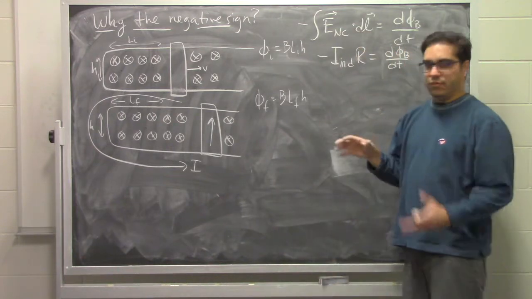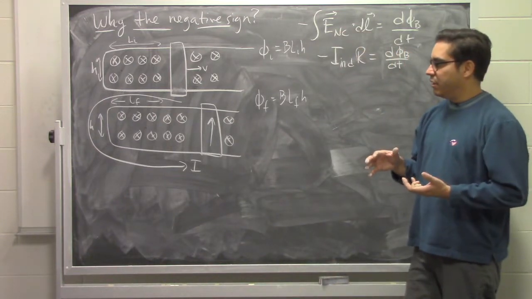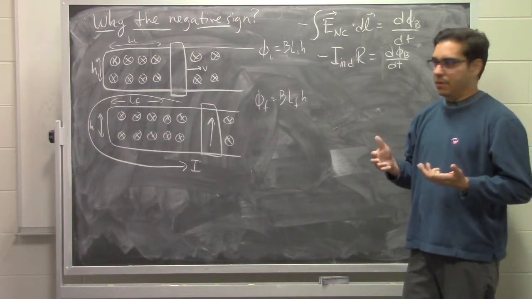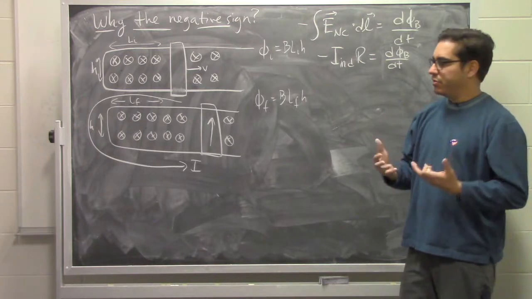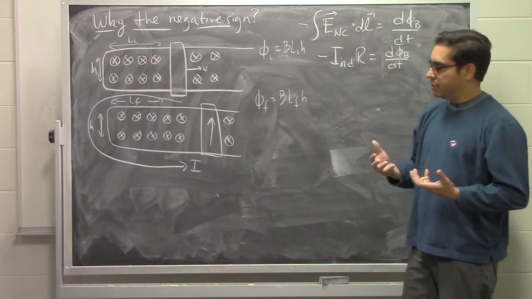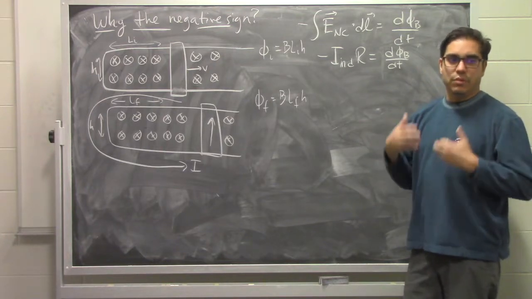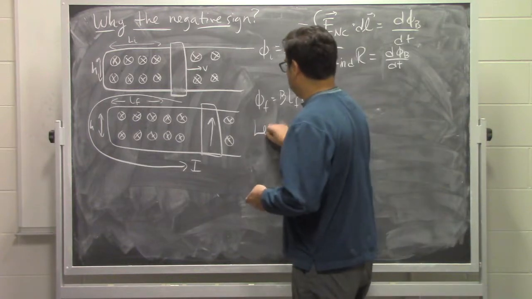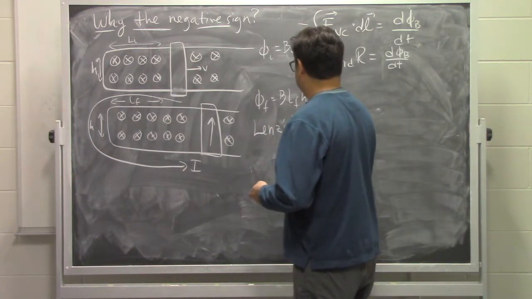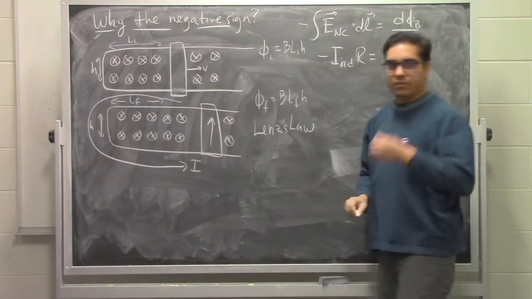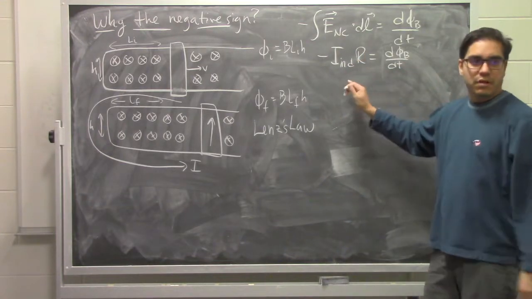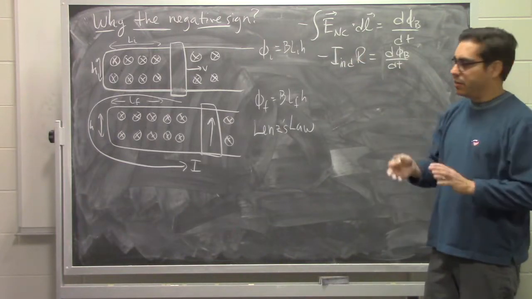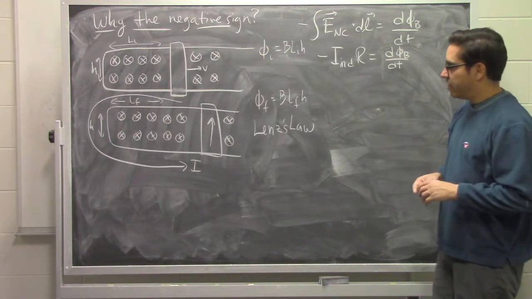Now that sort of combination of things has its own statement. This idea that nature abhors changes in flux, or that essentially the currents are driven in ways to reduce the overall flux change and so forth. And that thing is called Lenz's law. But it's really nothing special. It's just a statement of what Faraday's law does in a compact way. It does this opposition of the change in flux kind of thing.